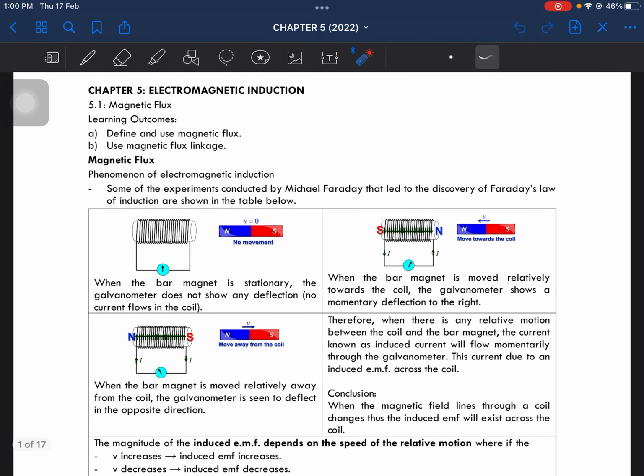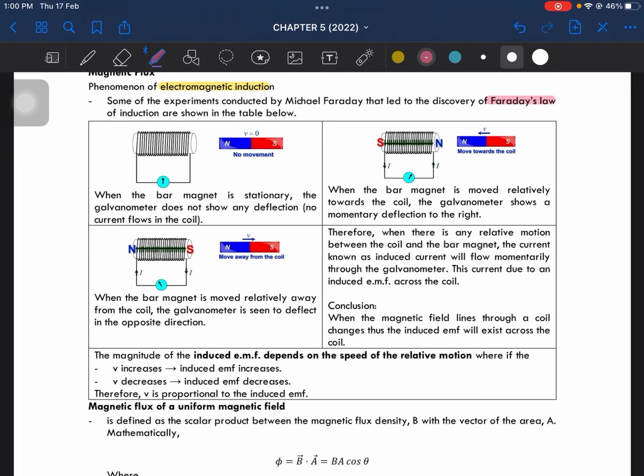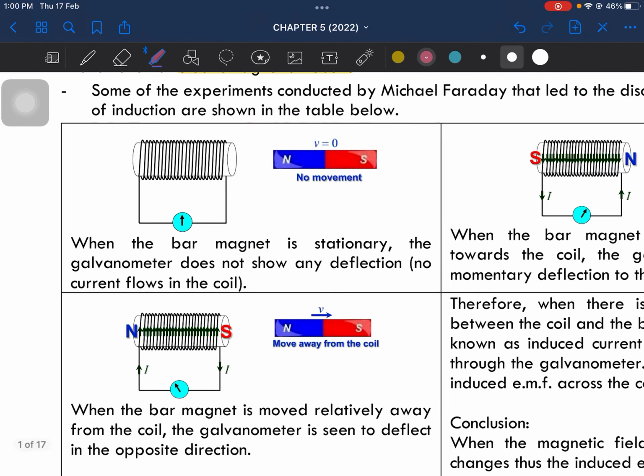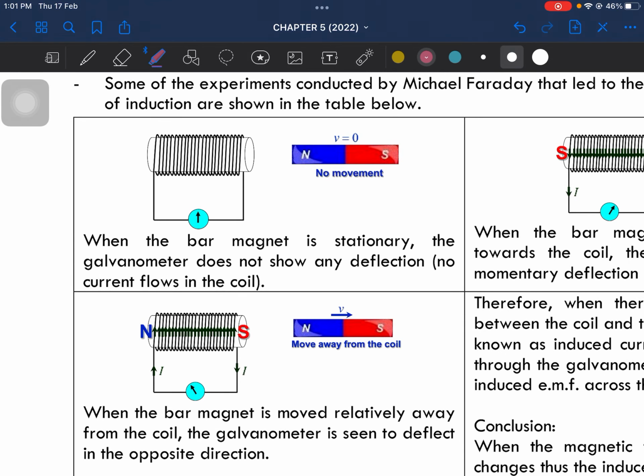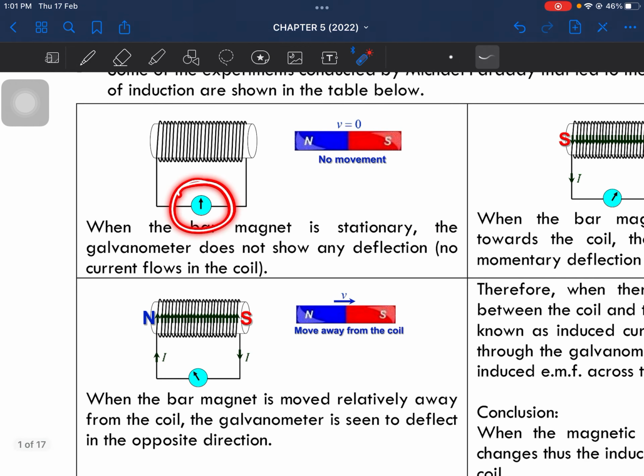Magnetic flux is a phenomenon of electromagnetic induction. Michael Faraday conducted some of the experiments that led to the discovery of Faraday's law. If you still remember Faraday's law, the first experiment that he did showed that when a bar magnet is stationary, not moving, the galvanometer, which is this one, does not show any deflection.